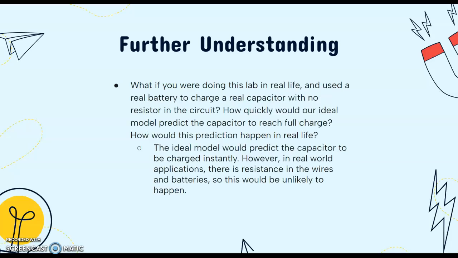What if you were doing this lab in real life and used a real battery to charge a real capacitor with no resistor in the circuit? How quickly would our ideal model predict the capacitor to reach full charge? How would this prediction happen in real life? The ideal model would predict the capacitor to be charged instantly. However, in real-world applications, there is resistance in the wires and batteries, so this would also be unlikely.